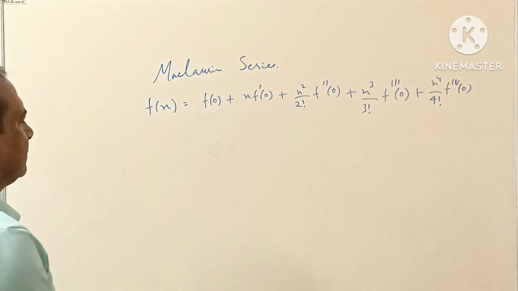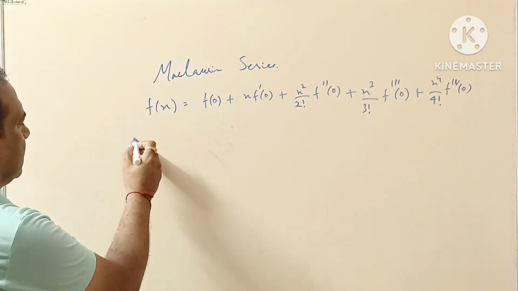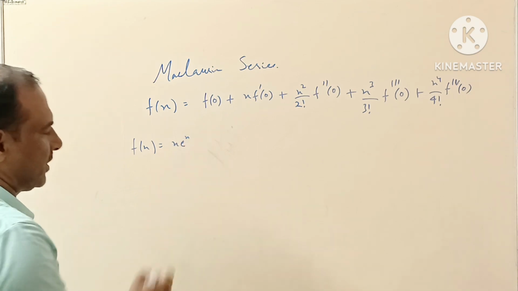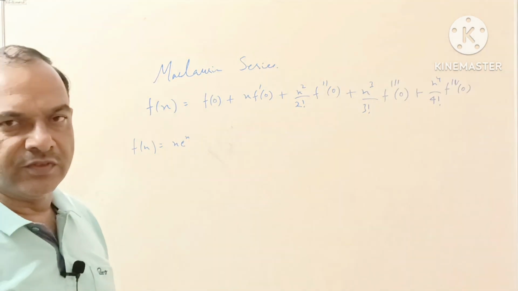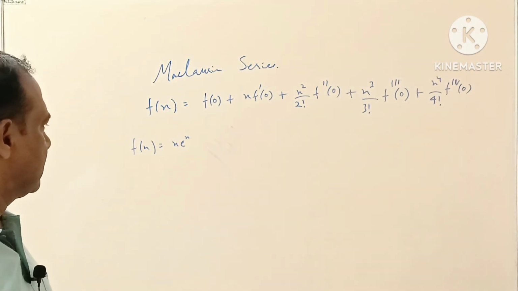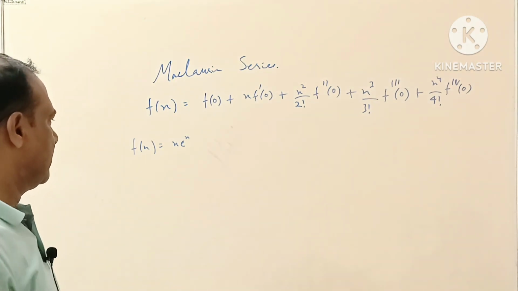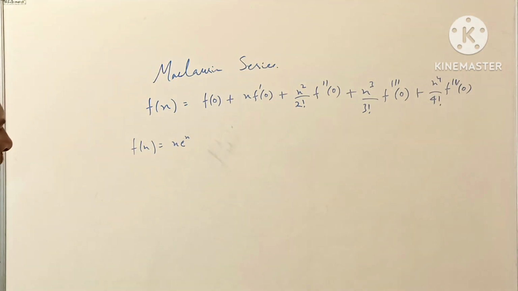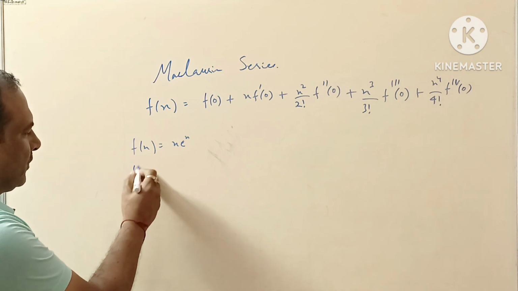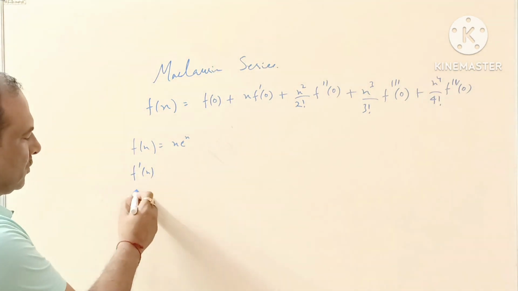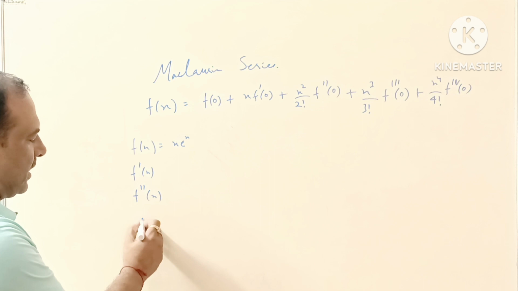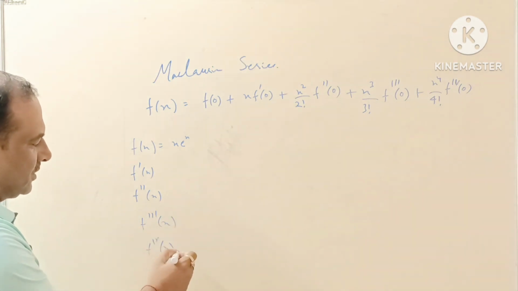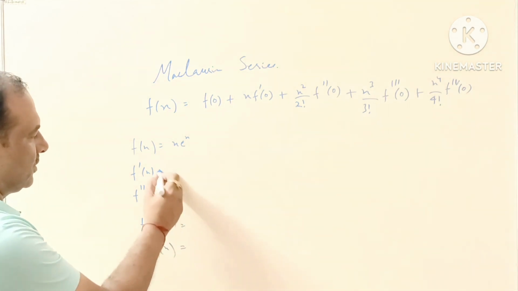Now here, for example, you can do it with a question. The question says you are having f(x) equals x times e raised to power x. In this particular question, first you have to find out the value of f'(x), f''(x), f'''(x), and f''''(x). These are the values which you have to find out.